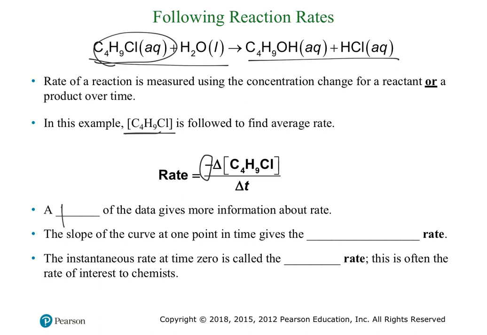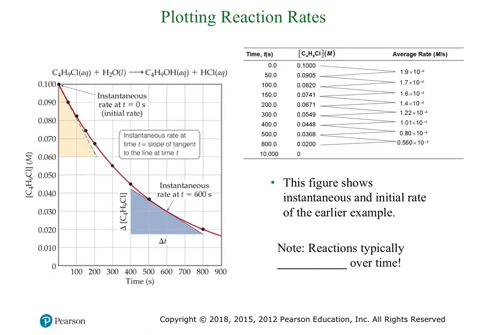So when we plot this data, we're going to find out more info about the rate. Slope at any one point is the instantaneous rate. And when we do this at time 0, this is the initial rate. And that's what is most important to chemists, because that's the fastest rate that's happening, so that will give you the maximum amount of speed that the reaction is going to have.